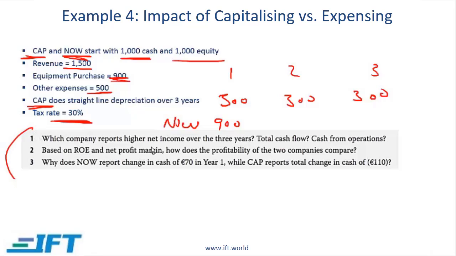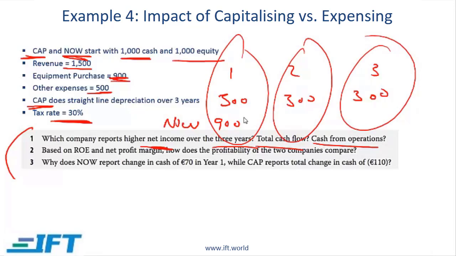And then here are the questions. Which company reports higher net income over the 3 years? What is the difference in total cash flow? What is the difference in cash from operations? Do you think there will be differences in the numbers reported over the 3 years? Yes, there will be. Is there any economic difference between the two companies? Not really. From an investment perspective, they are identical, but clearly because they are using different methods, the numbers are different.